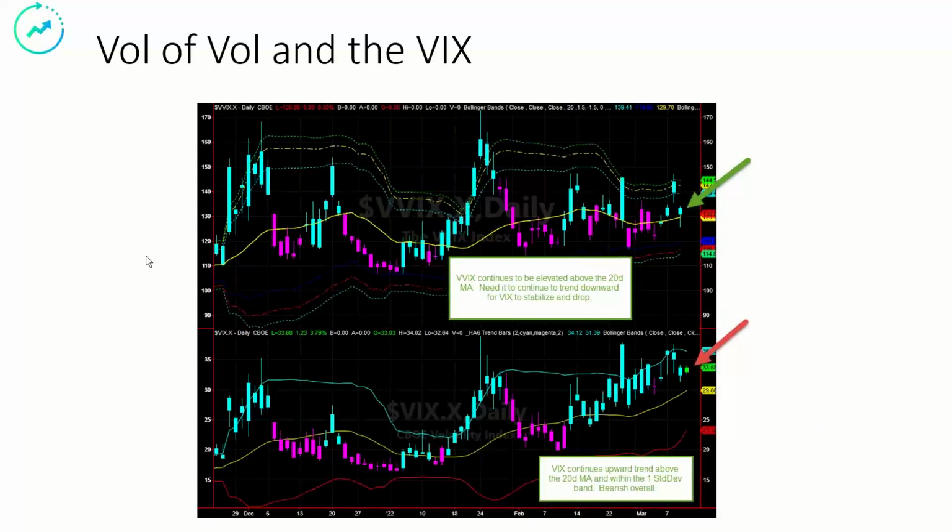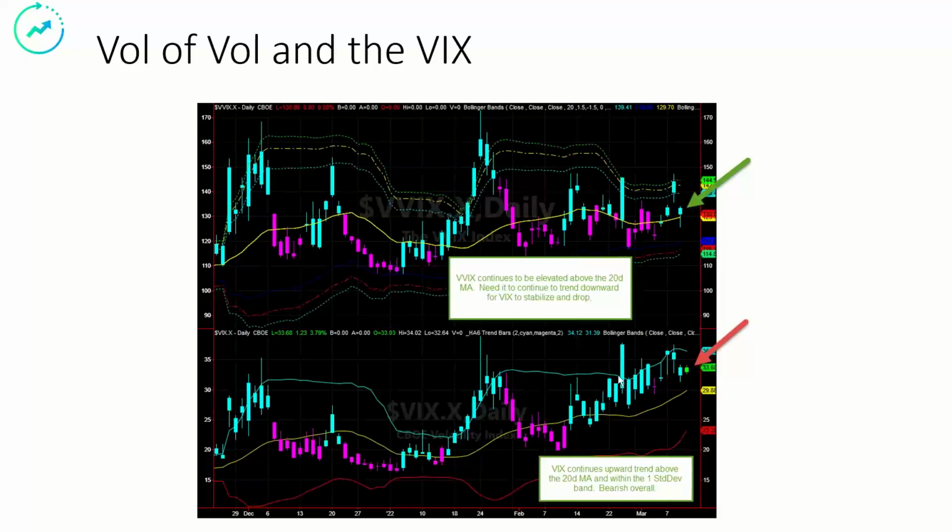When we take a look at the vol, the VVIX, and we take a look at the VIX, we can see that we continue to be elevated above the 20-day simple moving average here. And typically when we're above that in the VVIX, these are actually shorting opportunities for the VIX, but they're not confirming. You can see actually we have an overall trend up in the VIX, which is the lower graph here, and that overall trend up tells us that we're remaining elevated.